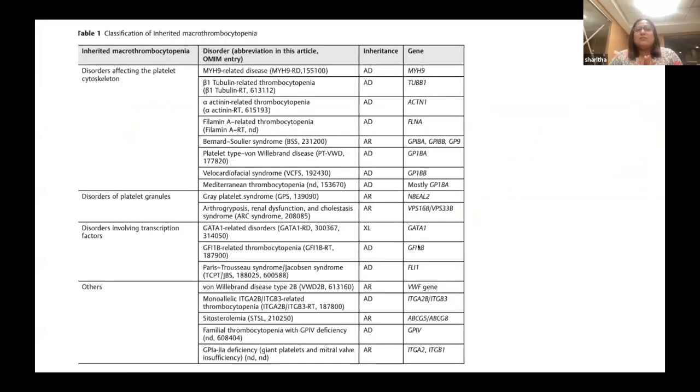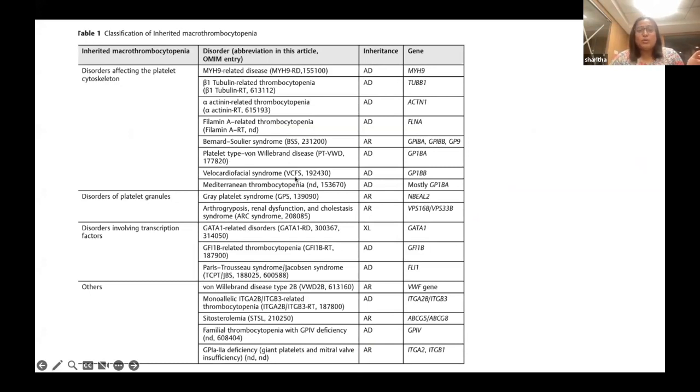Now coming to the classification of inherited macrothrombocytopenias. These are classified based on the genes that are affected, and they are divided into 4 classes. One is disorders affecting the platelet cytoskeleton. The entities included under this are myosin heavy chain 9 related disease, where the gene involved is again myosin heavy chain 9, beta tubulin related thrombocytopenias, alpha actinin related thrombocytopenias, and most importantly Bernard-Soulier syndrome or platelet-type von Willebrand disease. These are variants of Bernard-Soulier syndrome.